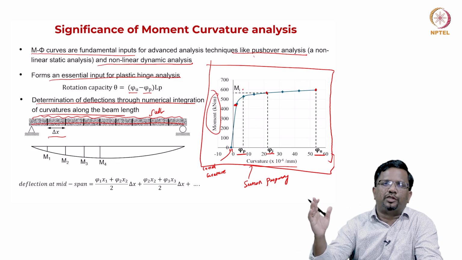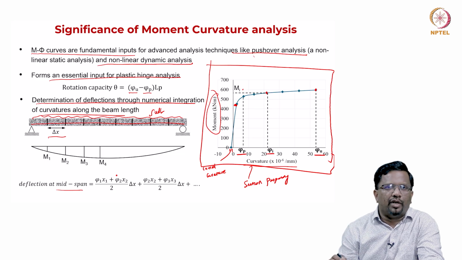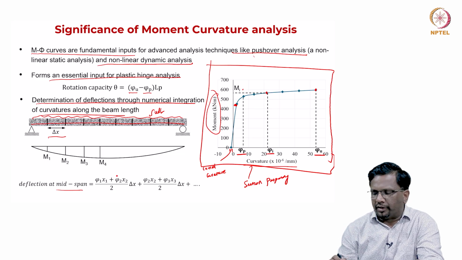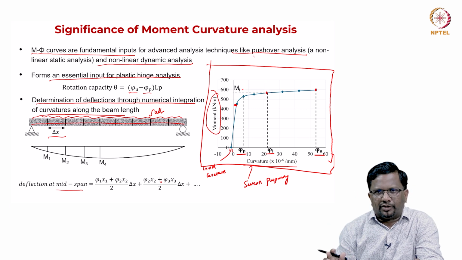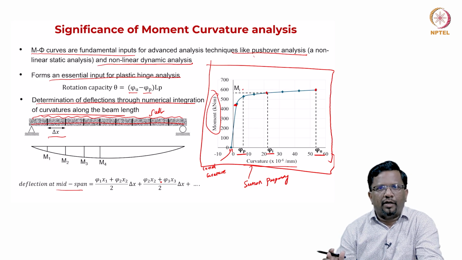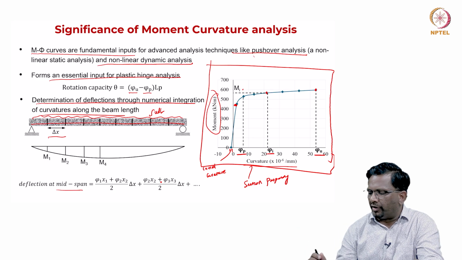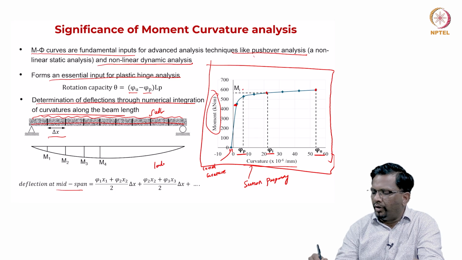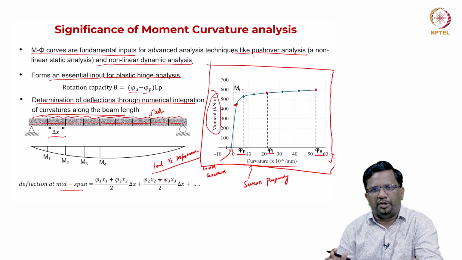If I know the distribution of curvature, we know that we can get the deflection at midspan by this simple integration scheme. Basically, you can get this integration from the distribution of curvature and the distance of this curvature from where it is located. So, in this way, for any given loading configuration, from the sectional analysis, I can also get the member level behavior. I can establish the relationship between the applied load versus deformation. So, the input becomes the moment curvature of the different sections that we have on the beam.